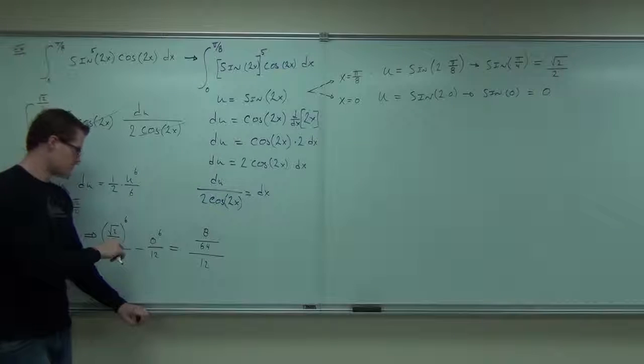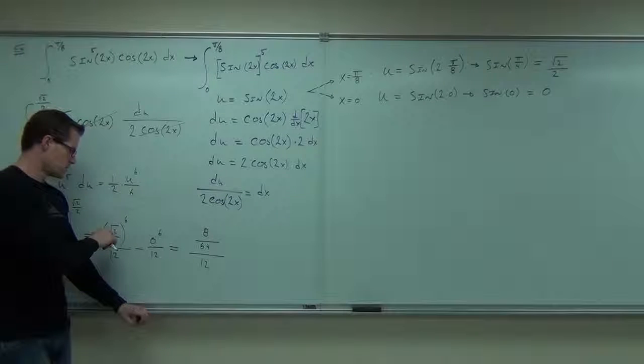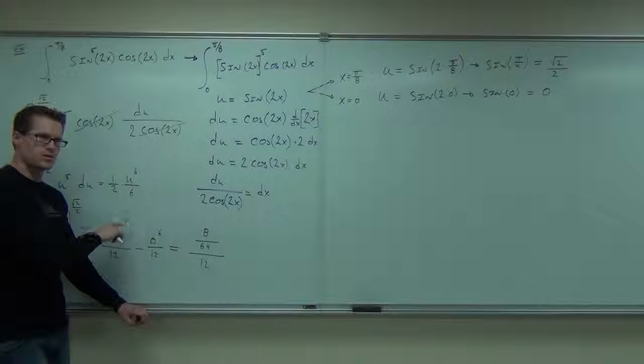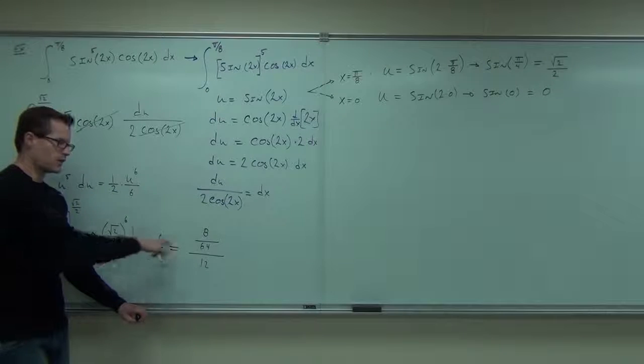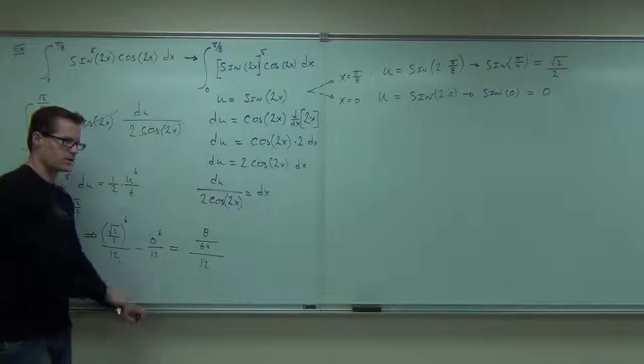This one, it's 2 to the 4th? Root 2 to the 6th is 8, because it's 8 divided by 2. It is 8, right? That's going to be 1/8. Yeah, 1/8.